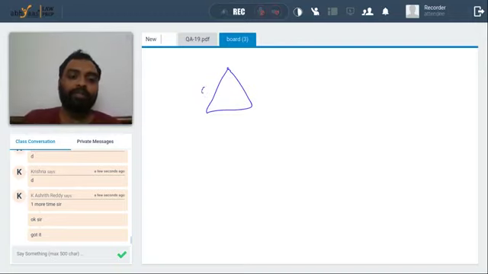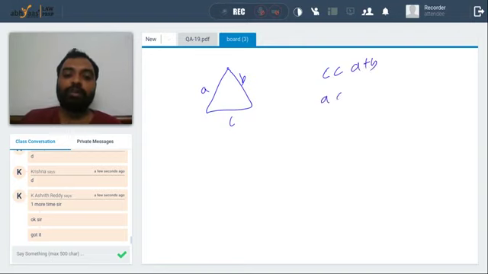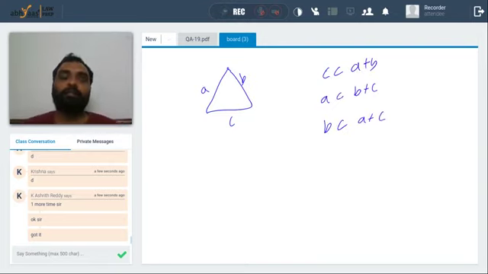Everybody knows this one, no? For example, if this is A, this is B, this is C. Always remember that C is less than A plus B. A should be less than B plus C. That is a rule, or else you cannot form a triangle. B is less than A plus C. That means the third side is always less than sum of other two sides. That is an axiom that everybody has to know.